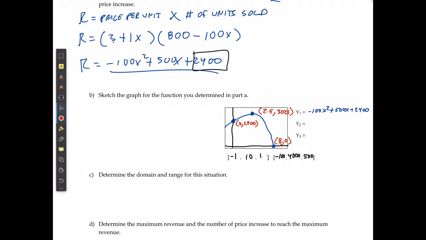The x-intercept makes sense because if I go down by 100 people each time I do a price increase, I'm already only selling 800 tickets. Then after 8 times, I'm not selling any more tickets.